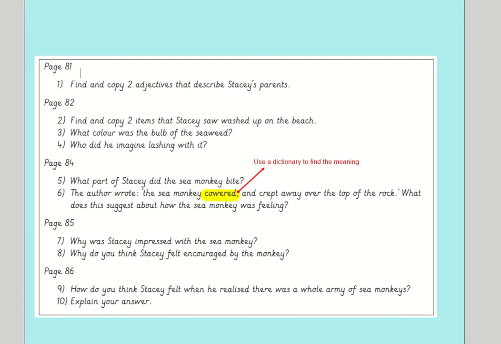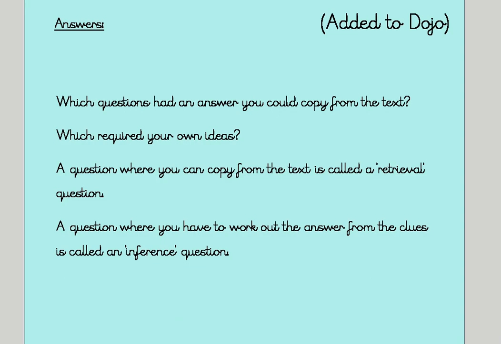On page 85, why was Stacey impressed with the sea monkey? And why do you think Stacey felt encouraged by the monkey? And on page 86, how do you think Stacey felt when he realised there was a whole army of sea monkeys? And then you're going to explain your answer. So I think this is quite an exciting lesson today because we get to really focus on what we've understood from the story. I will put the answers up on Dojo for you later on in the day.